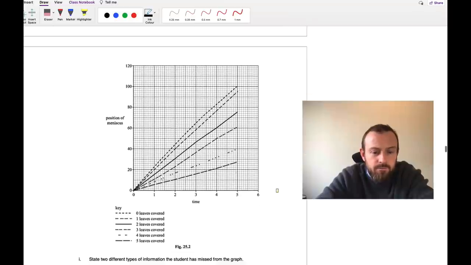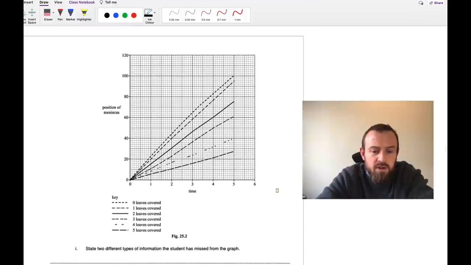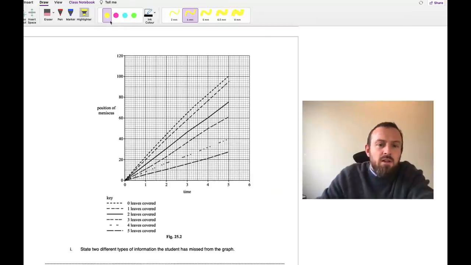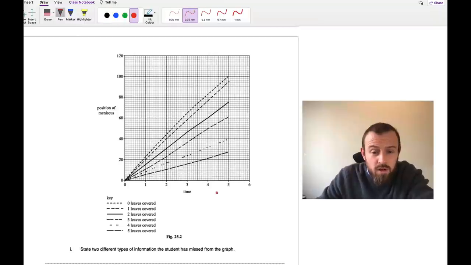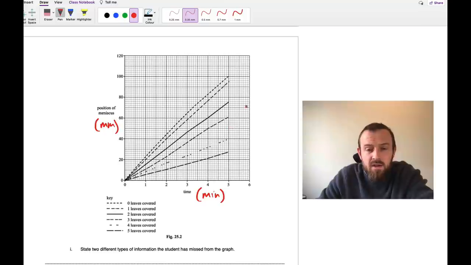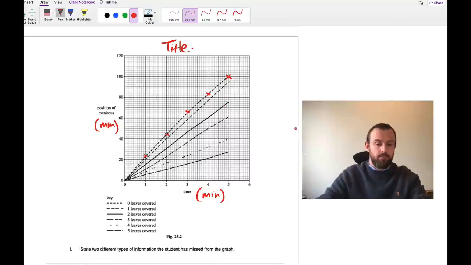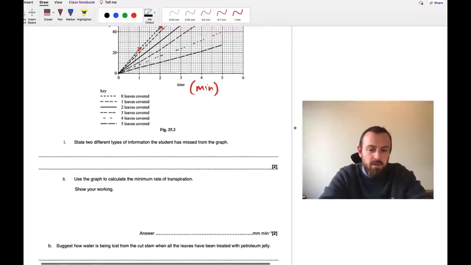Here's the graph. State two different types of information the student has missed from the graph. Well, I think people did this pretty well. There's loads of things missing. Okay, time, we've got no unit. So we want minutes here. Units on the x-axis. And we've also got no units on the y-axis. So units is one thing. A title would be nice. And we've got this sort of legend here, so we know what's what, but we don't actually have the points plotted. We've got no little X's like this, which is, I presume, what it should look like. We need those points for each line. Okay, so those are all the things you could have said. Units, data points, title. I'll show you the mark scheme in a minute. That's basically what you want.